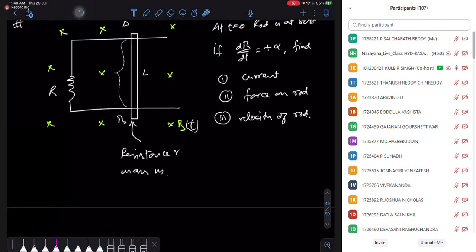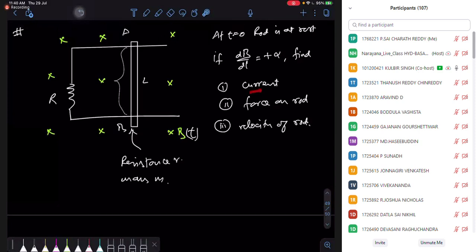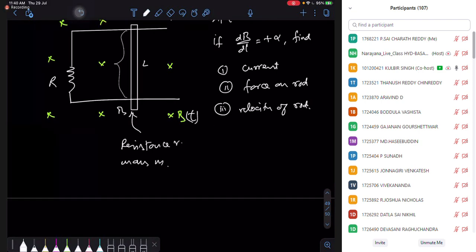So first, tell me, what is the current developed here? For current, I need the EMF. And what is the EMF here? It is not a motional EMF. So what type of EMF is that? The EMF induced in the circuit is coming because of the time variation of the magnetic field. So it is due to induced electric fields.